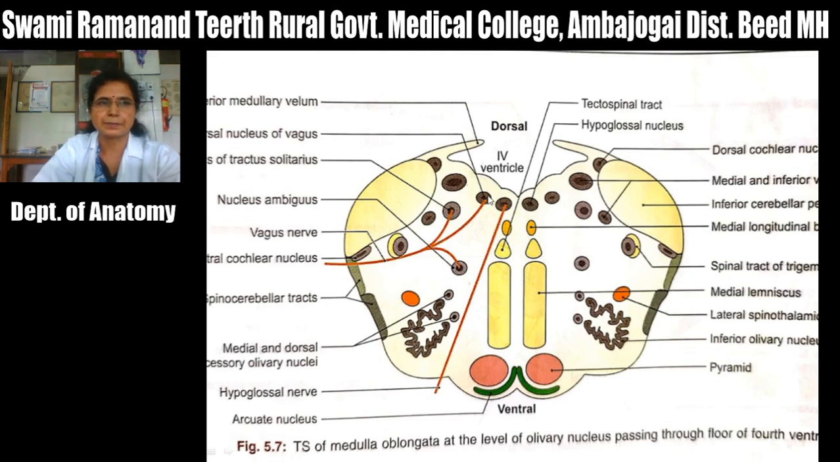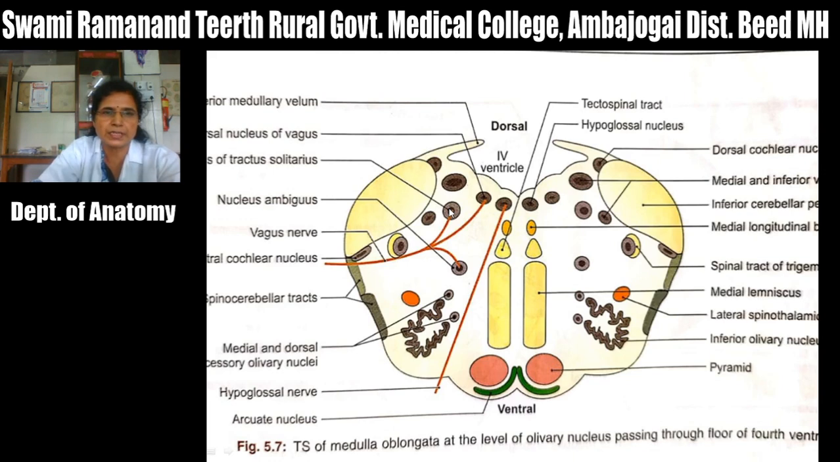Then the next column is the general visceral afferent column, and here the nucleus is the dorsal nucleus of vagus. The next column is the special visceral afferent column, and the nucleus here is the nucleus of tractus solitarius, and you know the special visceral afferent column carries the taste sensation from the tongue. This nucleus, situated in the upper 2/3 part of the medulla, receives afferents carried by the 7th, 9th and 10th cranial nerves, which carry the taste sensation from the tongue.